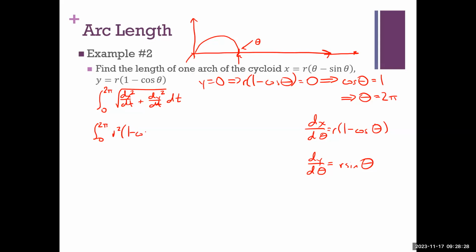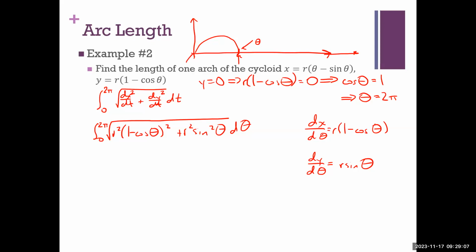R squared times 1 minus cosine theta squared, plus R squared sine squared theta, all under a square root, times d theta. So again, I think the setup is the newest thing here. Are we okay with this integral, how it got built? If we're okay with that, is there anything I can do to make it easier to handle?